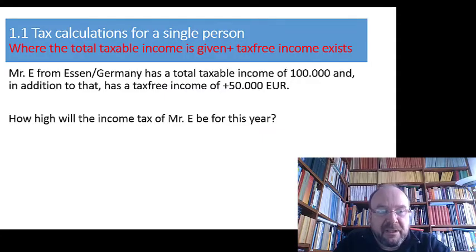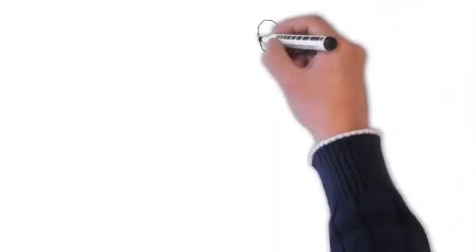Now let's go on a bit and have a look at the next constellation. Now we have Mrs. E from Essen, which is a city in the German Ruhrgebiet. And she has a total taxable income of 100,000, and in addition to that has a tax-free income of 50,000 from wherever. Now, how high will the taxable income of Mrs. E be for this year? That's our question, and we have to think about how we can approach that problem.